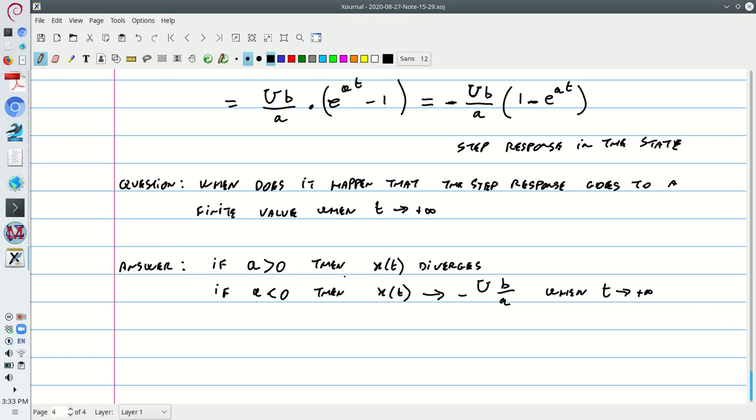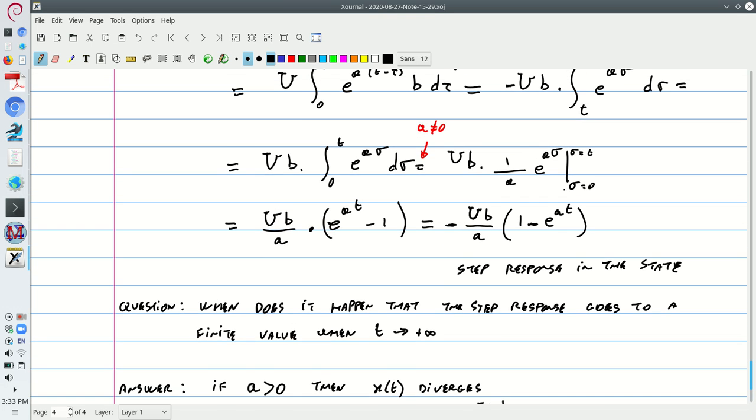We are only left with answering what happens if A is equal to 0. We have to consider a separate case. The formula of variation of constants is still valid. The only part that is not valid is when we are integrating here.